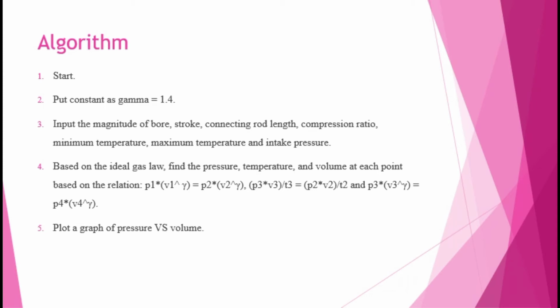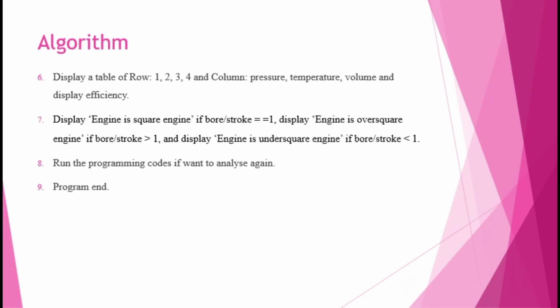Fourth, based on the ideal gas law, find the pressure, temperature, and volume at each point based on the relation. Then fifth, plot a graph of pressure versus volume. Sixth, display a table of rows 1, 2, 3, 4 and columns pressure, temperature, volume, and thermal efficiency.